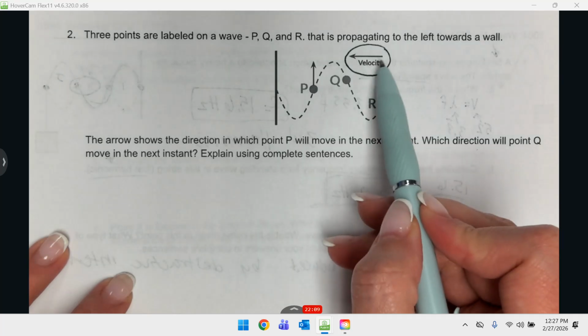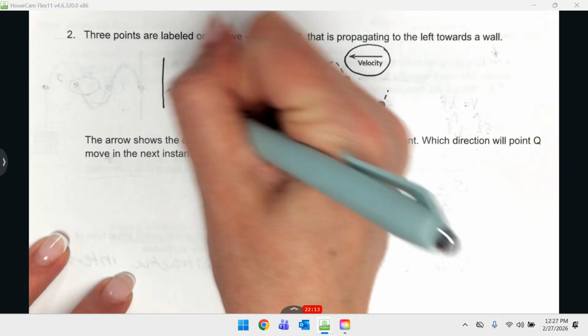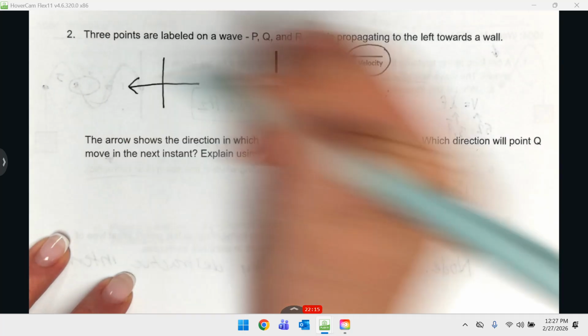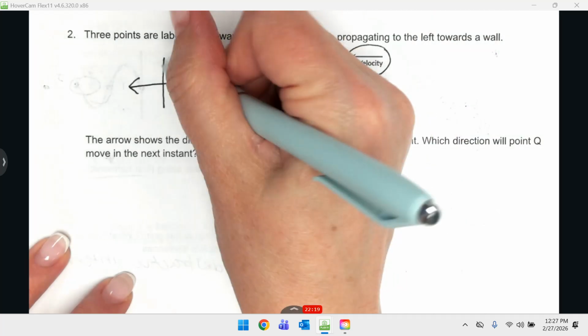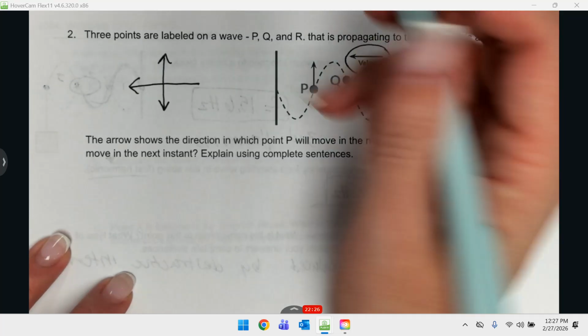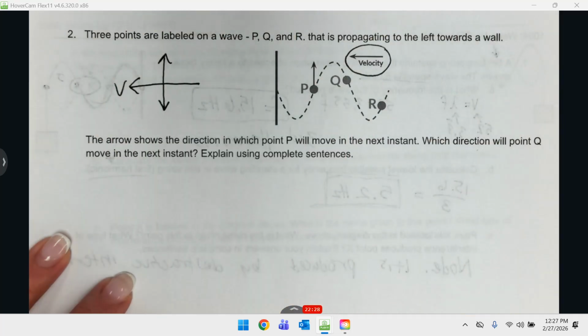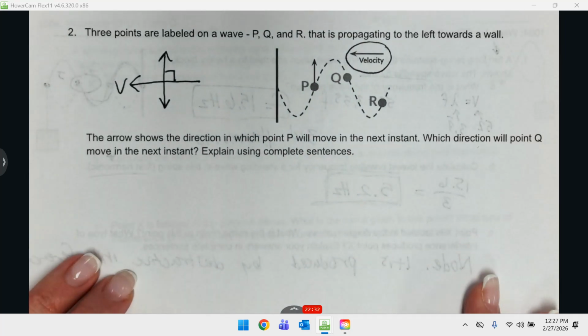The wave is propagating, or moving, to the left. So if I want to examine the movement of these particles, they can only move up or down, because that's what they're going to be doing, back and forth, up and down, over and over again, because my wave velocity is this way, again perpendicular, that's the definition. Okay, so your answer for which direction Q will move is either up or down. Don't tell me anything else.